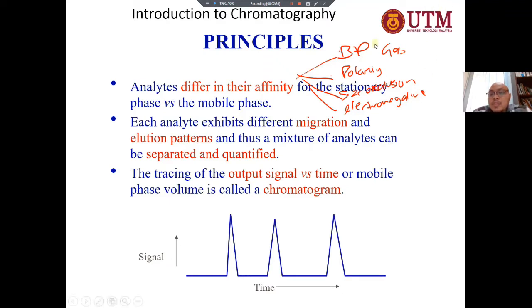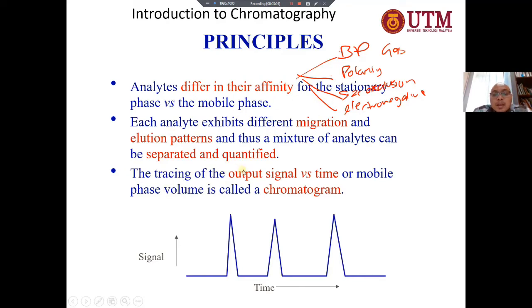For example, for the boiling point, the analyte that has the lowest boiling point will elute earlier compared to the analyte that has a higher boiling point. So the analyte that has a lower boiling point can be easily volatilized, and then will easily flow with the gas mobile phase. That is the kind of example.